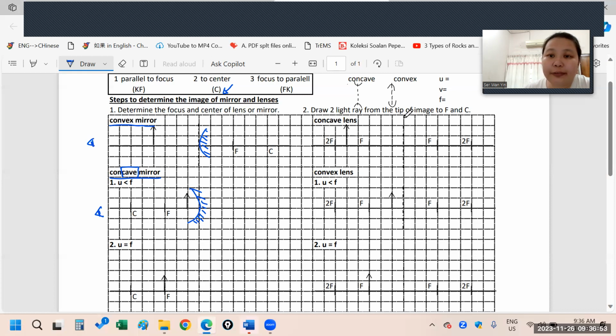Okay, so for the concave lens, you can draw like this. Or we just use the bracket: concave like this, convex like this. Normally we draw like this, but you can also use the bracket to show it. It pops up. This one curves in. Then we always draw KFC.